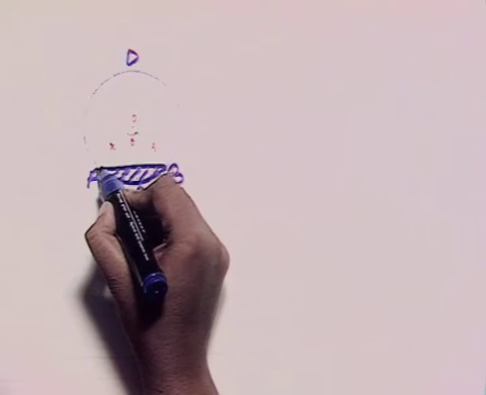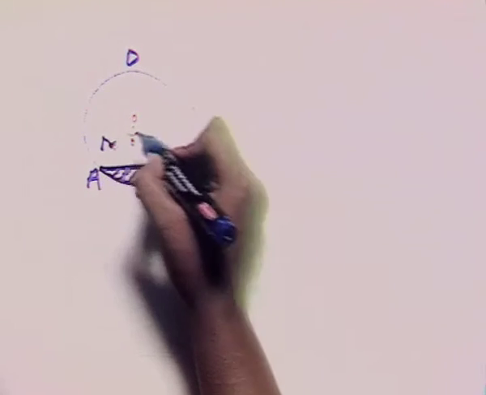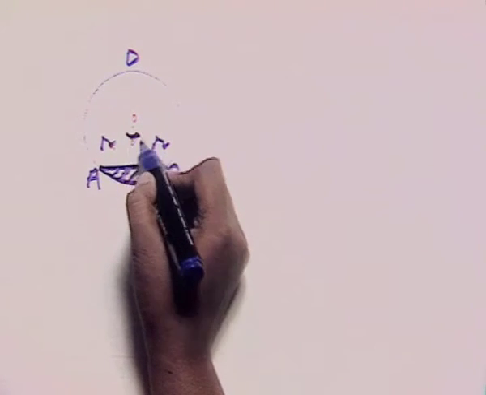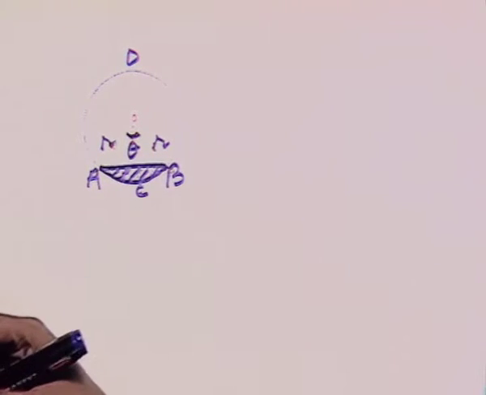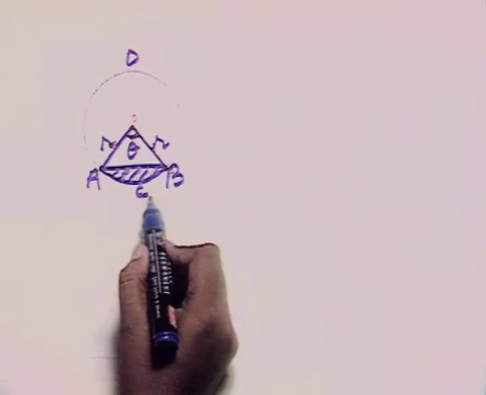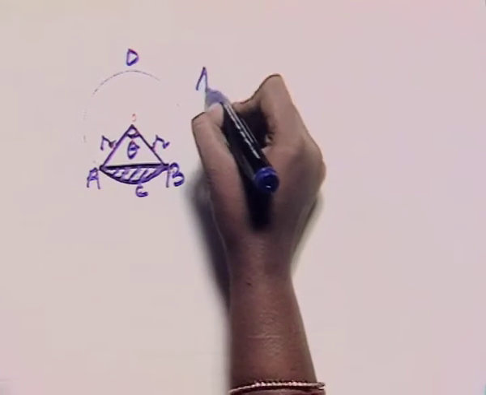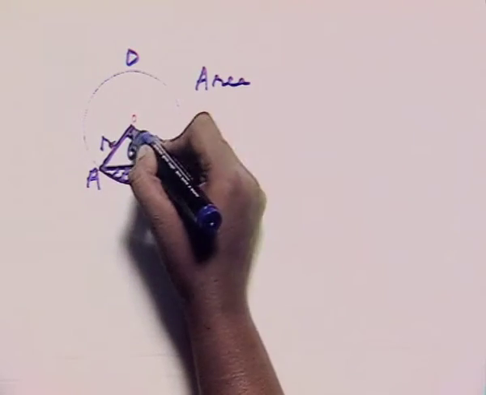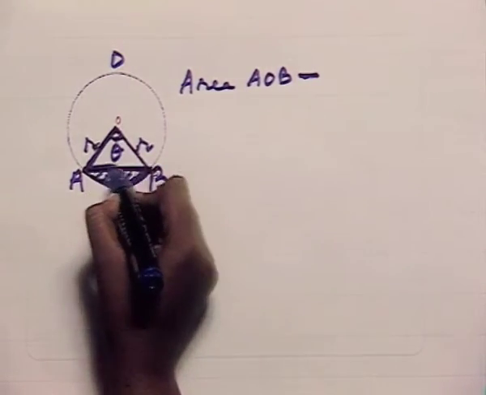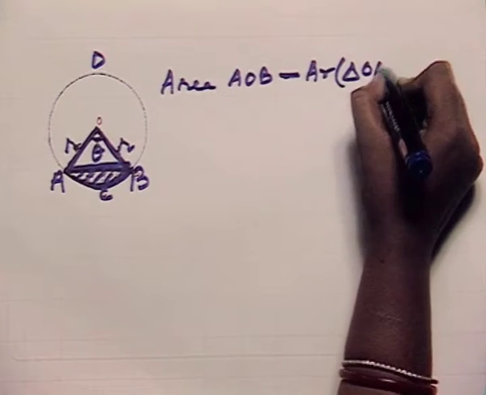We join this A and B to the center of the circle, or we draw the radius of the circle. Let them be equal to r each. And let us suppose that the angle made at the center is equal to theta. Now, this is the figure. We have to find out the area of the segment ACB. The area of this segment ACB is now equal to area of the sector AOB minus area of the triangle OAB.